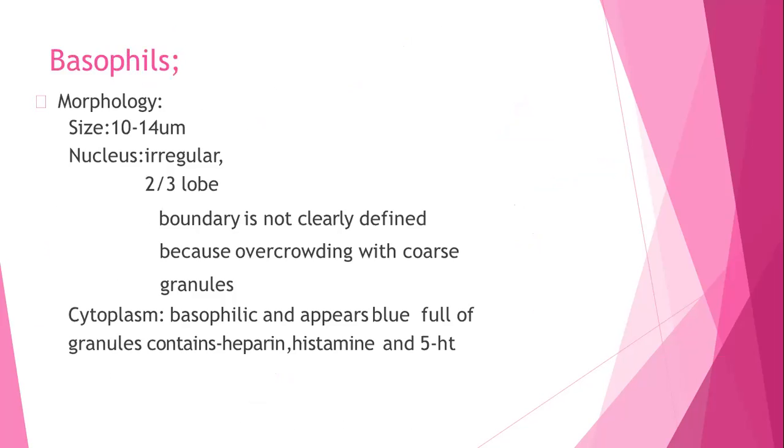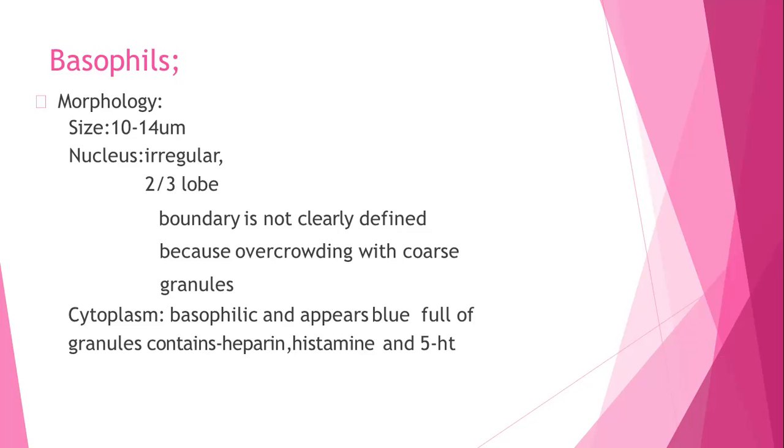The third type is the basophil, somewhat similar in size, 10 to 14 micrometers. The nucleus is very irregular. It may have 2 lobes, it may have 3 lobes, but the boundaries are not clearly defined because the coarse granules will be there and there will be overcrowding of these granules. Generally, the cytoplasm is basophilic and they appear full of granules, and we can't identify the nucleus underneath. So it is obstructing the view of the nucleus. That much dense and coarse granules will be there.